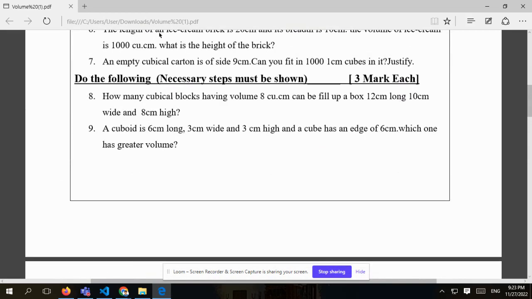Problem number 7. Problem number 7 is: an empty cubical carton is of size 9 centimeter. Can you fit in 1001 centimeter cubes in it? No, we have already solved this problem. 9 into 9 is 81. 81 into 9 is 729. Here we're talking about 1000, so not possible. Anyway, if it is less than 10, it will not work, because 10 into 10 into 10 is 1000, right?